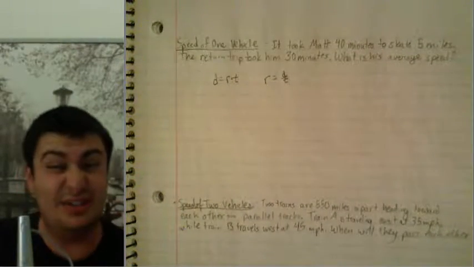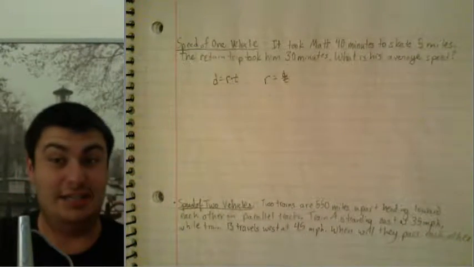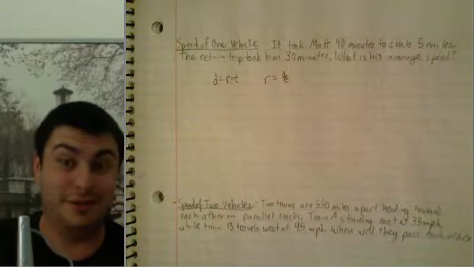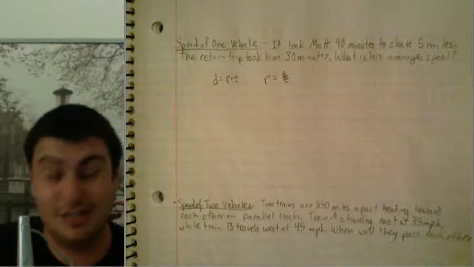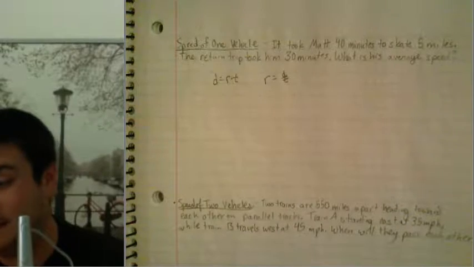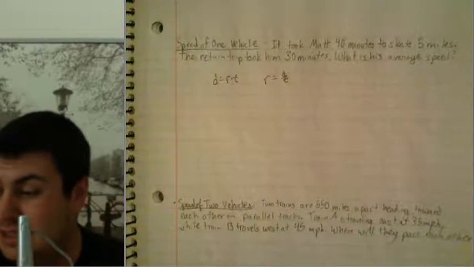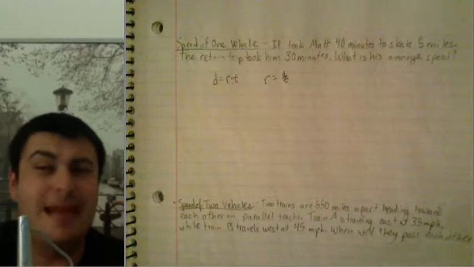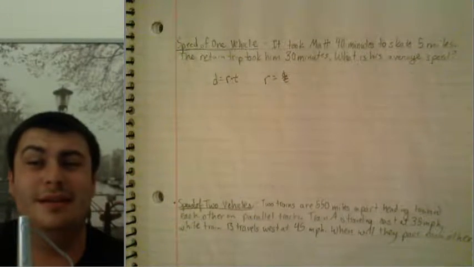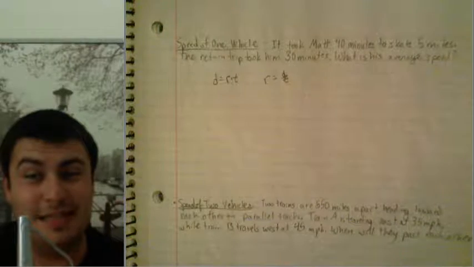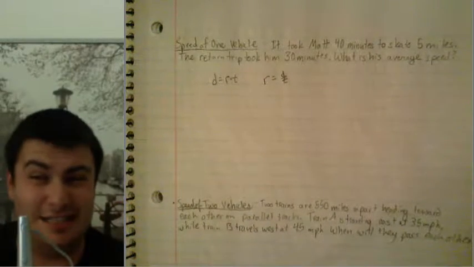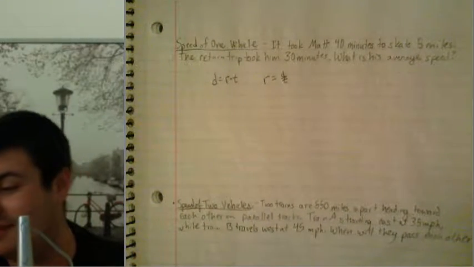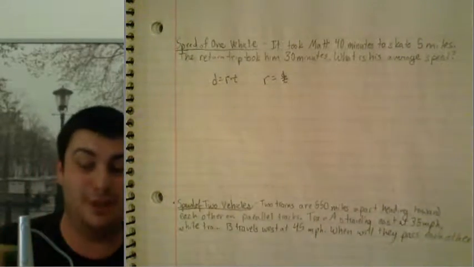Remember when we did literal equations, whenever you did your video on literal equations? So we're going to use the fact that r equals d over t. We know that it took Matt different speeds because it took him 40 minutes the first time to skate 5 miles. Then it took him 30 minutes to skate those 5 miles. So we're going to look for his average speed.